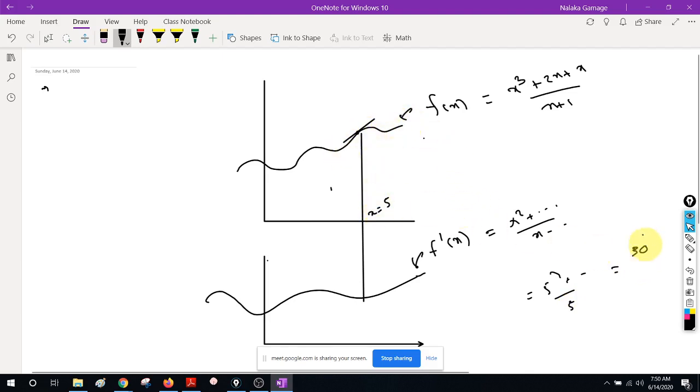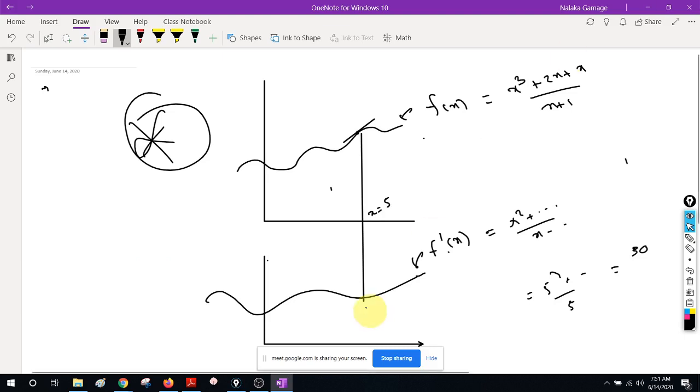So how did you find it? By first finding the derivative of the function, then you substitute the value not into the original function, but into the f dash x function, the derivative, and you get the rate of change. So that is all about it. This is the most important point you have to remember. That is why we want to find the rate of change or the derivative.